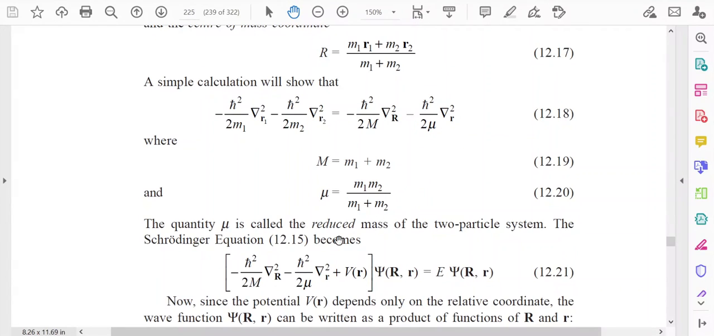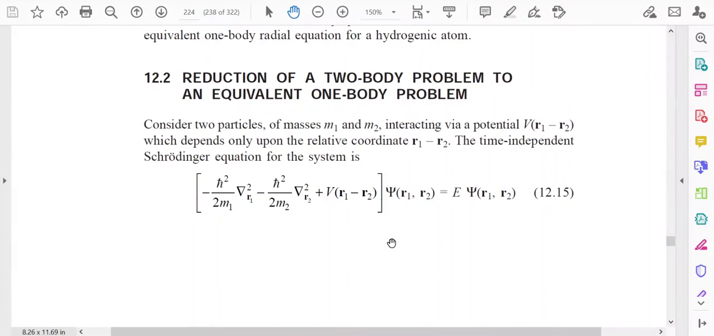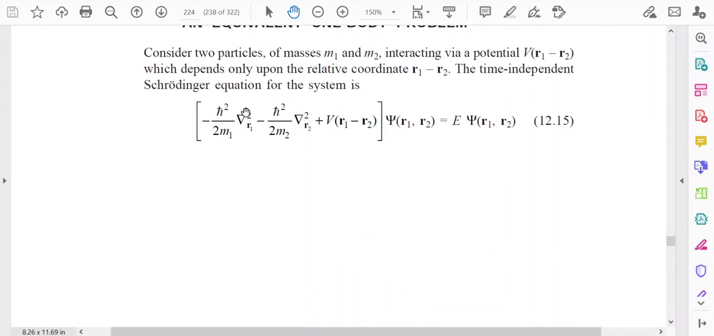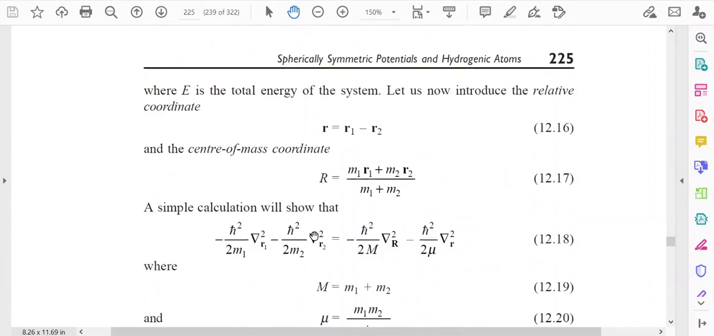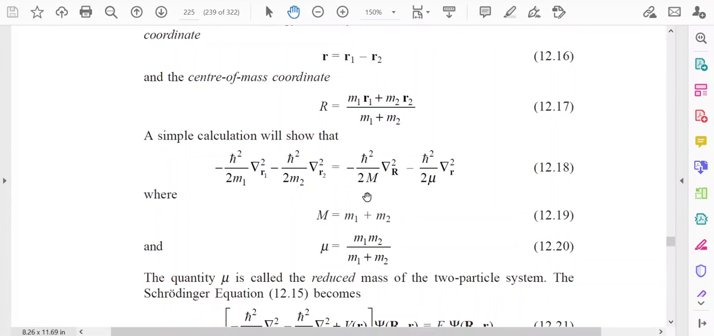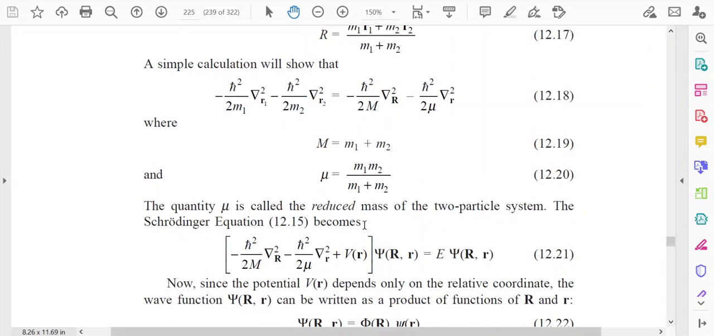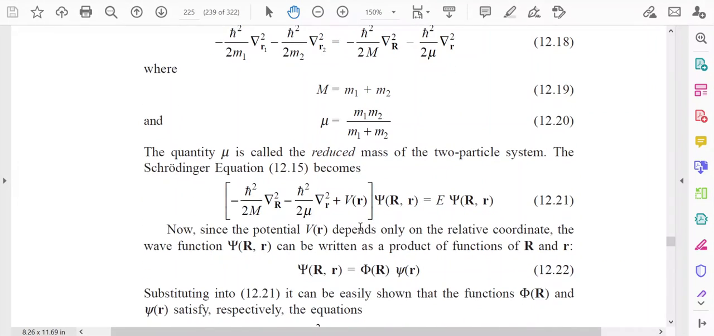Mu is known as the reduced mass of the two particle system. Now the Schrodinger equation of the two body system, as we have transformed the first two terms like this, that is in equation 12.18. So after substitution of this term, the Schrodinger equation for the two body system can be simplified by equation 12.21.